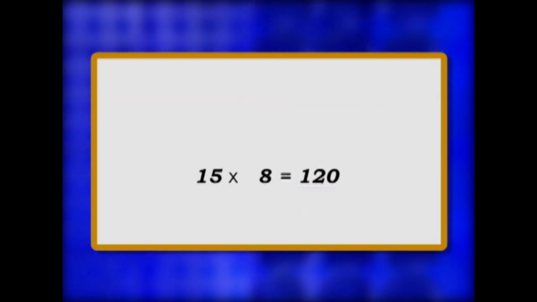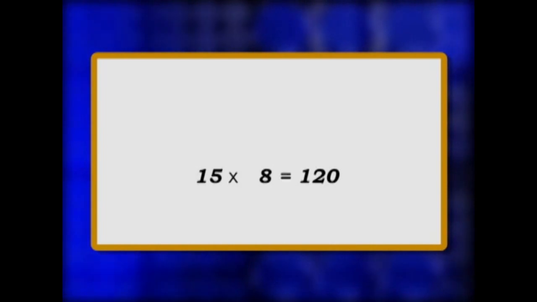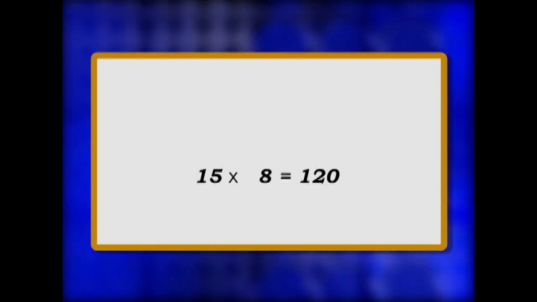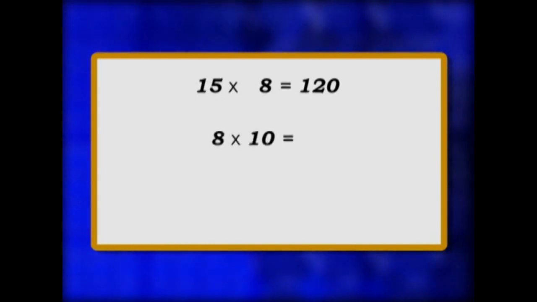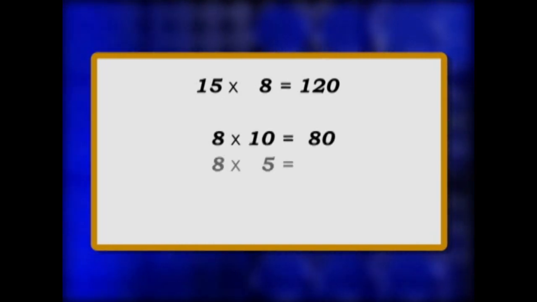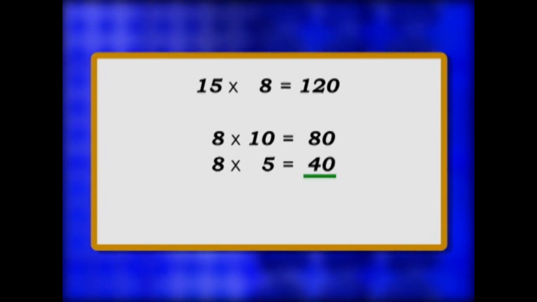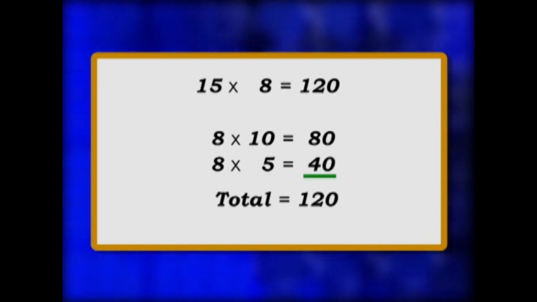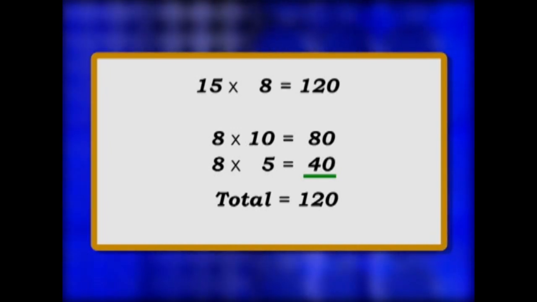Now, I said 15 times 8 is 120. You know how I did that in my head? I'll tell you. I did 8 times 10 is 80, 8 times 5 is 40, 80 and 40 makes 120. That's how quickly it goes once you learn the system. Let's look at another one.